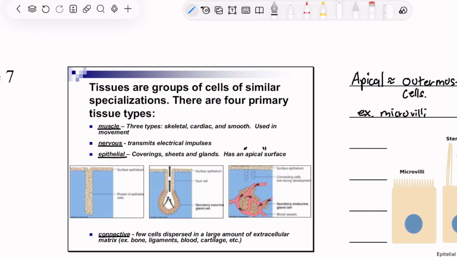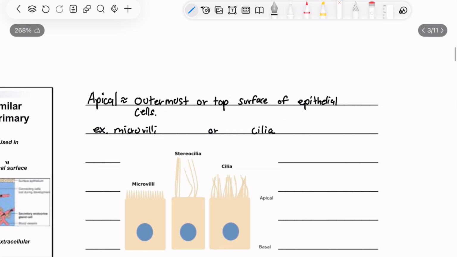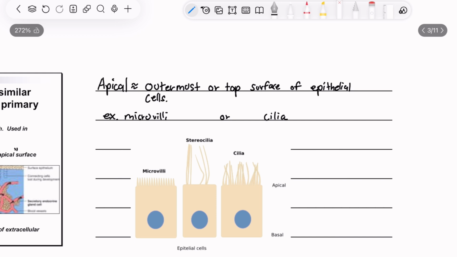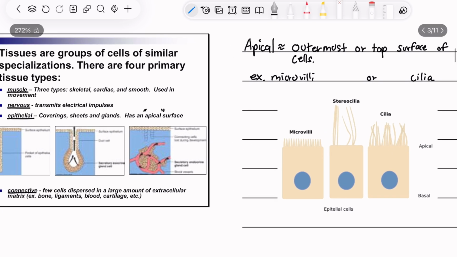And epithelial has an apical surface. Now, what apical means is the outermost or the top surface of the epithelial cells, which include microvilli or cilia. So again, this is the epithelial cells, and on top of the epithelial cells are microvilli, cilia, and there's more, but those two are just the ones that I put in my examples.